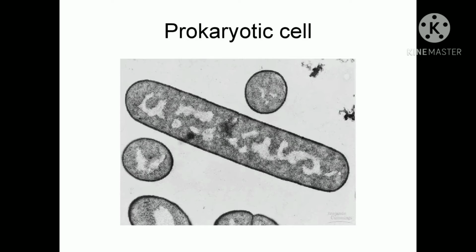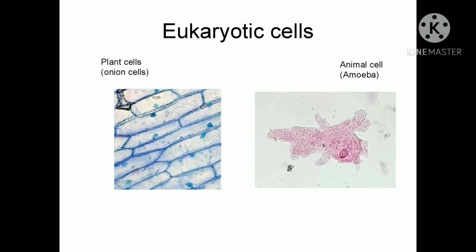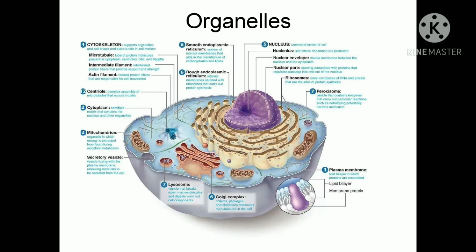Now we are moving on to the eukaryotic cells. Generally, they contain organelles that are surrounded by membranes. Most living organisms come under these eukaryotic cells, which are the plant cell and the animal cell. Here is the picture of the plant cell, onion, seen under the microscope in the same way. Coming to the animal cell, it is an amoeba, seen under the microscope. Now we are moving on to the organelles.